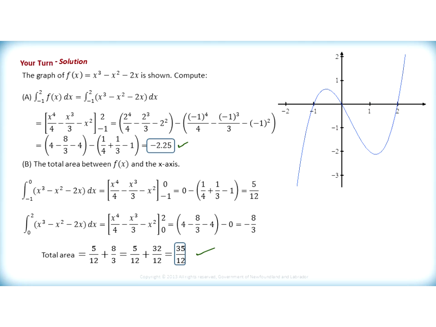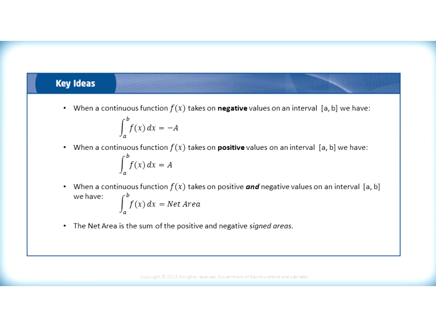All right, running into the ability to speak here, sorry about that. And let's summarize what we saw. So here's what we know. When a continuous function f of x takes on negative values on an interval from a to b, we have the integral from a up to b of f of x equals -A. Okay? That's when f of x takes on negative values.